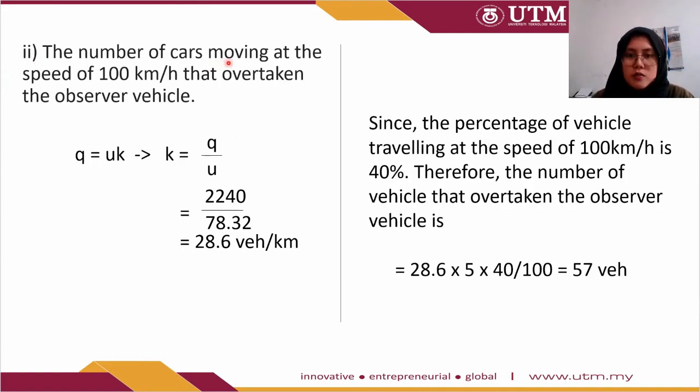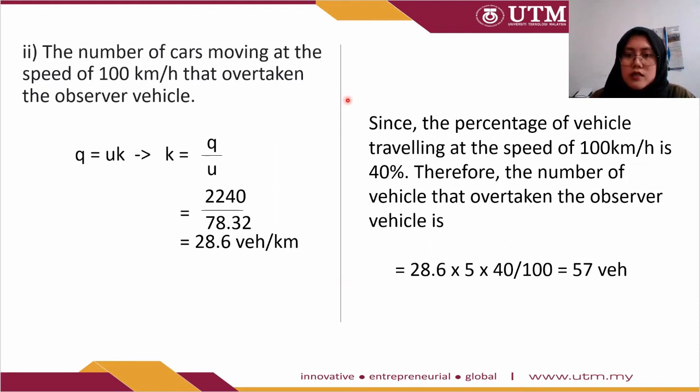The number of cars moving at a speed of 100 km per hour that overtook the observer vehicle. Here we use the equation of the relationship between Q, U, K. So by rearranging the formula, we get K equals Q divided by U. As we got from the previous slide, Q is 2240 and U is 17.32. So we get K, which is the density, as 28.6 vehicles per kilometer.